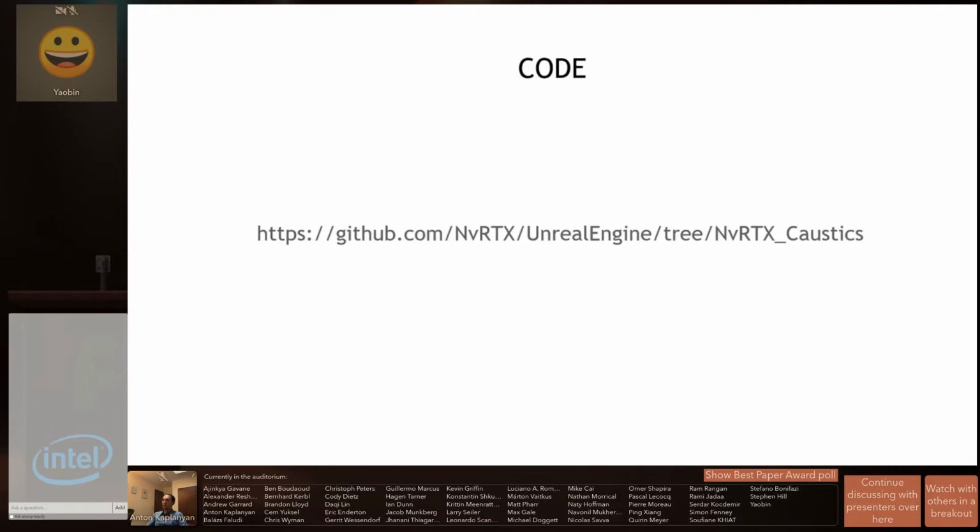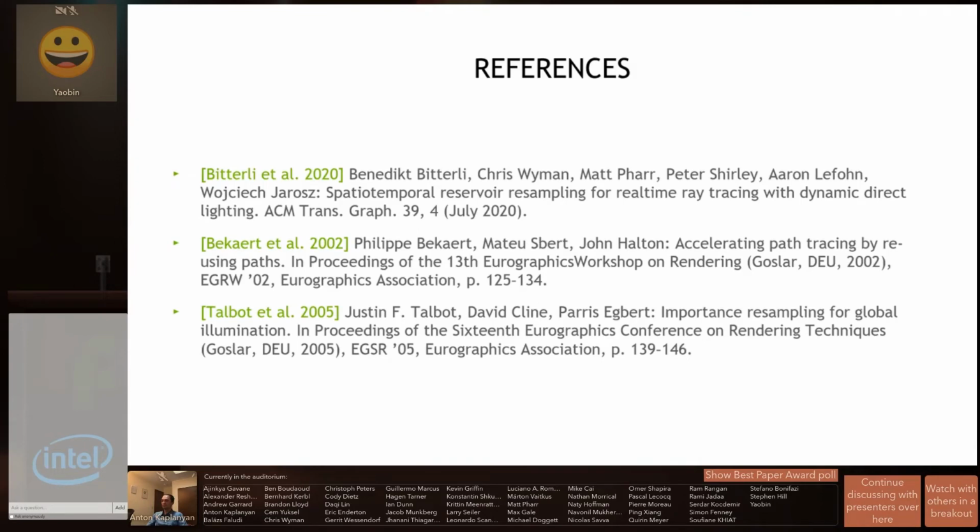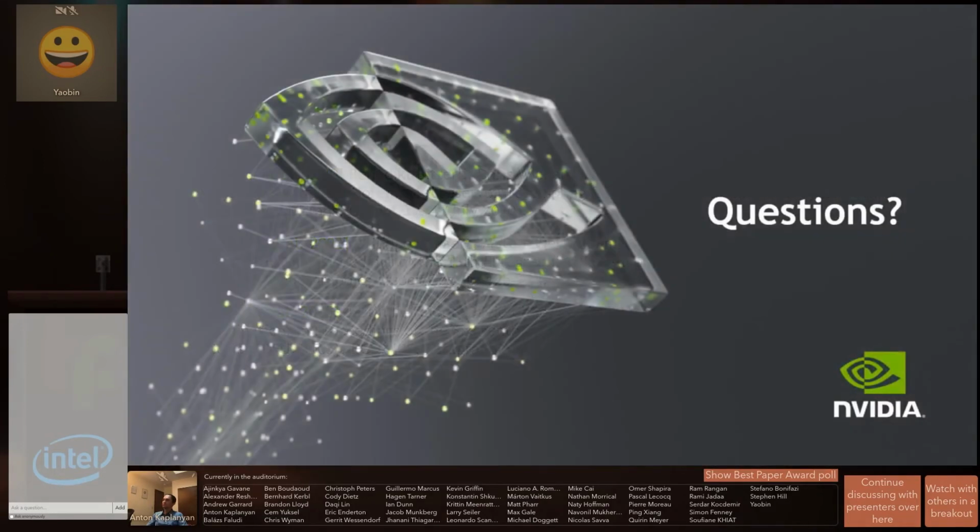We implemented the algorithms in Unreal Engine 4 and Falcor. Here is the link to the code in UE4. And here are some references. Thank you.